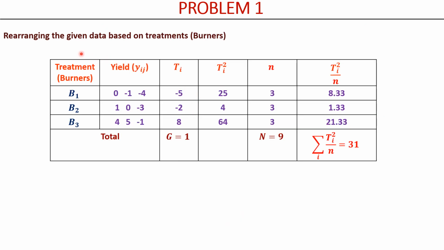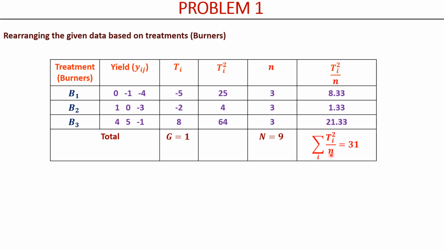So as I explained to you, we are rearranging the data based on the treatments, and the yield is written as how B1 occurs in the three rows. You can also take it column wise. There is no difference. Then I take the total yield. Look at the value of G. G is 1. G was 1 even in my two-way table. Ti square, capital N value is 9. I divide Ti square by N and I get the mean treatment value. So I now have sigma Ri square by N, sigma Ci square by N, sigma Ti square by N.